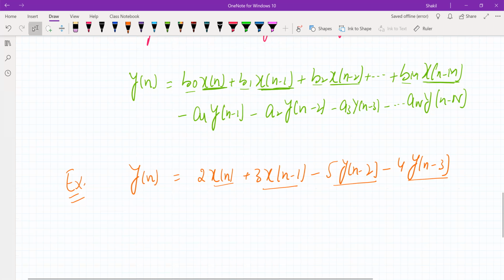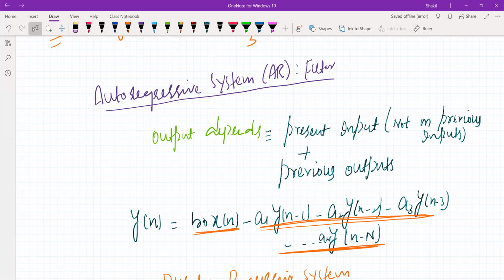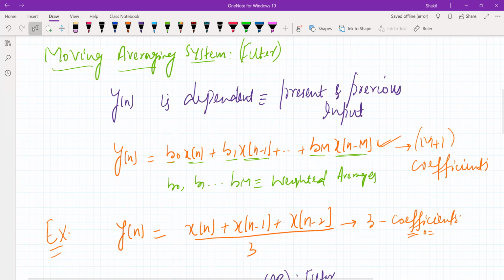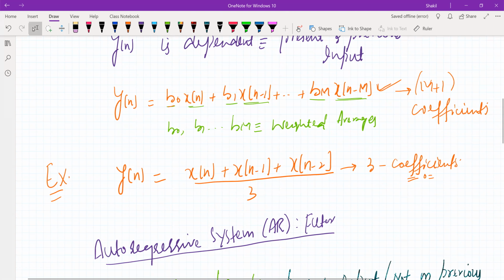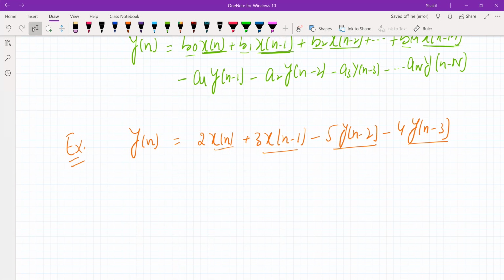So this is how we write the ARMA system, how we write the AR system, meaning the auto-regressive system, and how we define the moving averaging system. These are also referred to as filters. This we shall learn later on when we define the FIR and IIR filters.